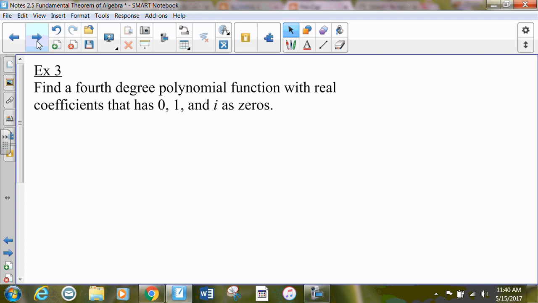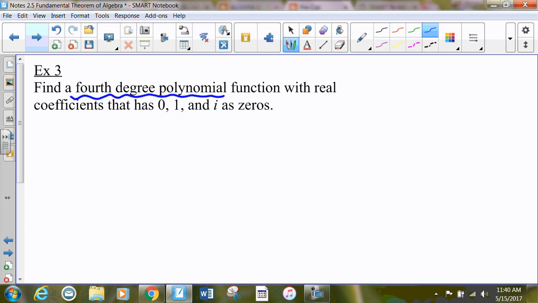Here it's giving us our zeros and asking us to find a fourth degree polynomial. The problem is they're only giving us 3 zeros, and we know that a fourth degree polynomial has exactly 4 zeros, including the complex number zeros, right? So I'm going to go ahead and say, well, they gave me one of my zeros is 0, another zero is 1, and another zero is i. All right, what's the conjugate of i? That's right, negative i. So that's my fourth 0.